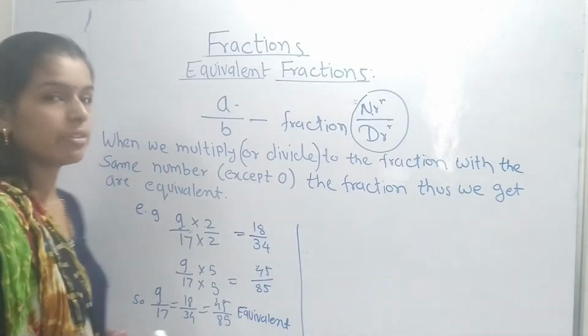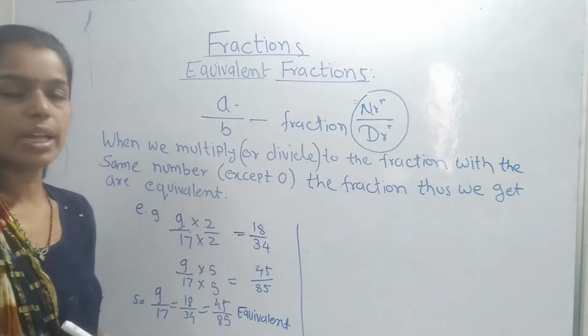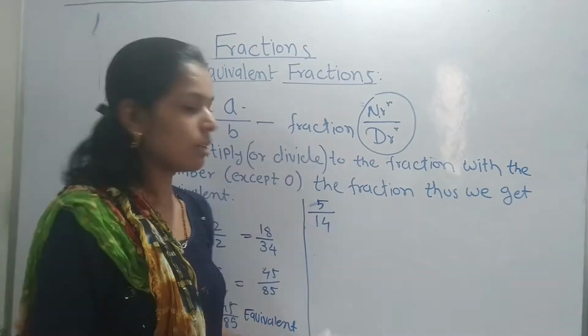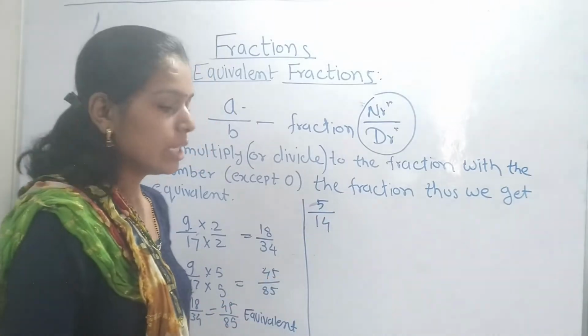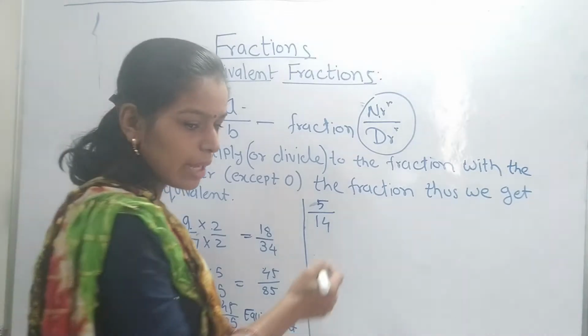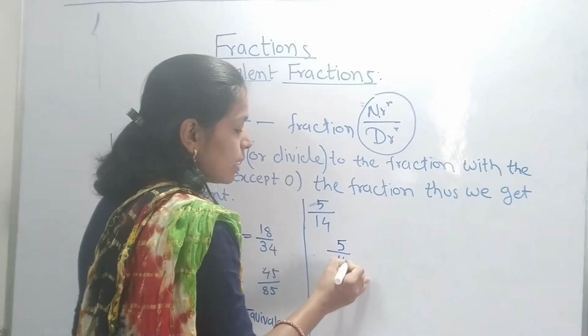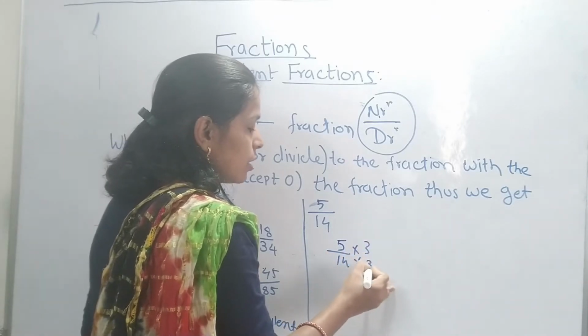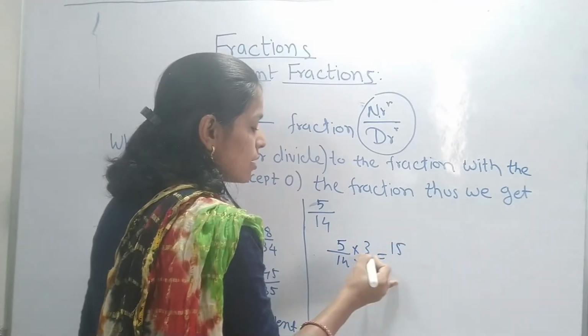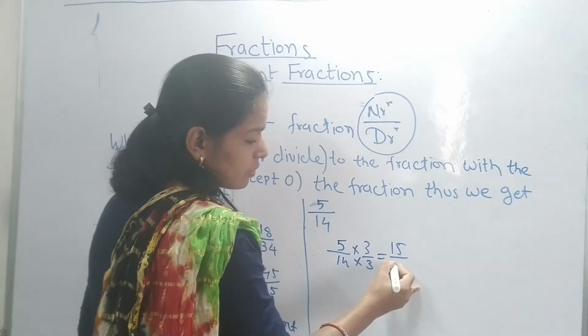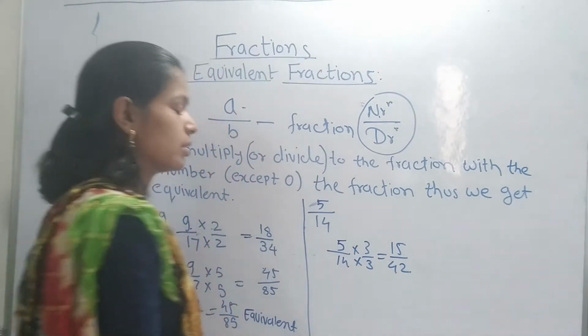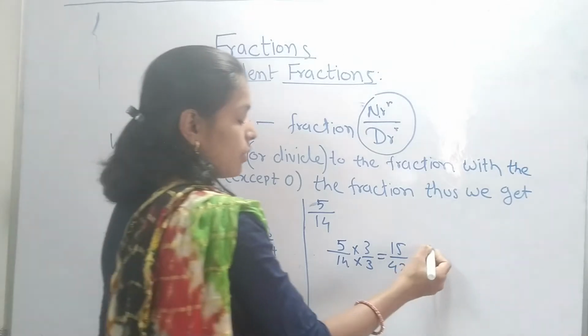Are equivalent. Got it? Now let's see one more example. Now I am taking the number 5 upon 14. Now to this 5 upon 14 I am multiplying with 3. 5 by 14 multiply by 3. 5 3s are 15 and 14 3s are 42. 15 upon 42.